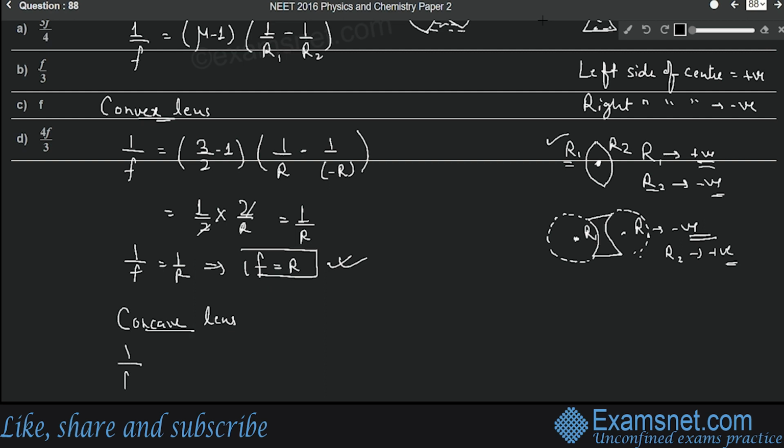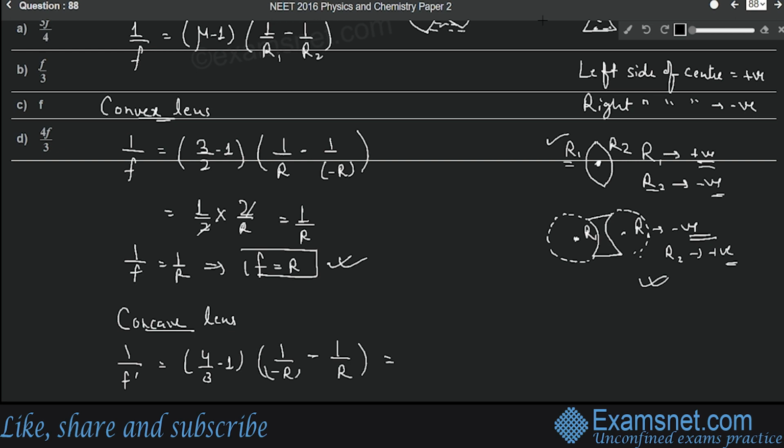Okay, so 1 by f dash will be equal to mu minus 1, that is 4 by 3 minus 1, because for the concave lens, that is for the water, the refractive index is given as 4 by 3. Okay, 1 by R1 minus 1 by R2. So we have seen that for concave, R1 will be negative, that means 1 by minus R, minus R2 will be positive, so minus 1 by R.